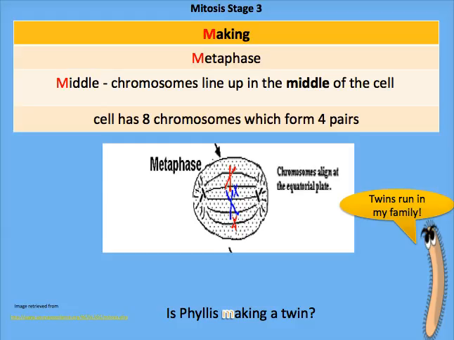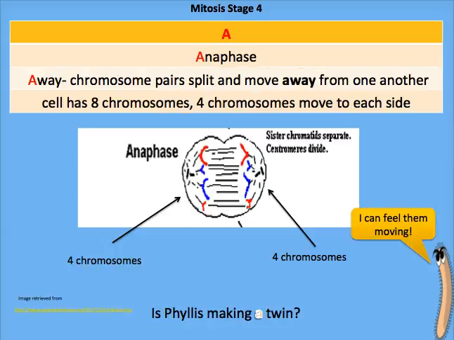Now for stage 3. The letter M is for making and for metaphase. Metaphase is the easiest step to recognize because the chromosomes line up very distinctly in the middle of the cell. M for making, metaphase, and middle. It is very easy now to see the 4 chromosome pairs which equate to 8 total chromosomes.